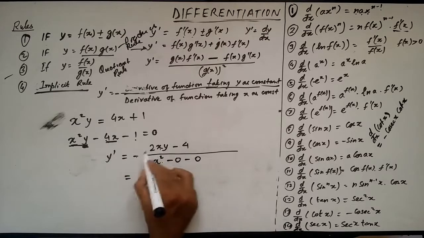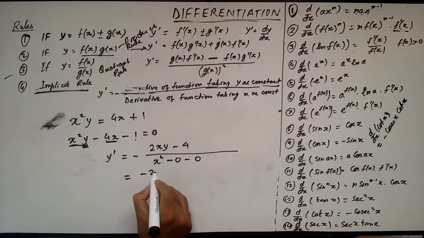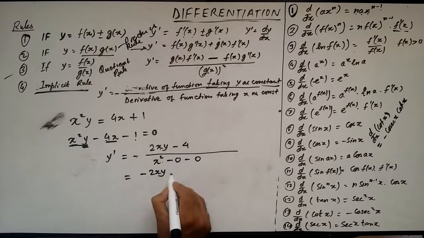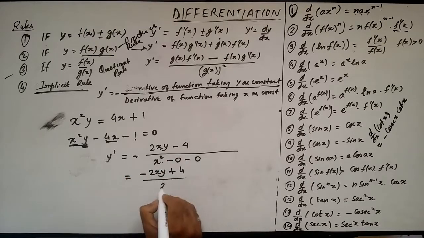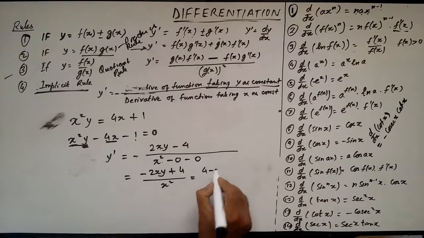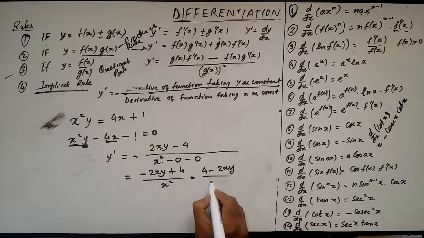So minus we can remove and we can write it like this: minus 2xy, minus and minus becomes plus 4, upon x squared. That is, we can write it simply as 4 minus 2xy by x squared. Okay.